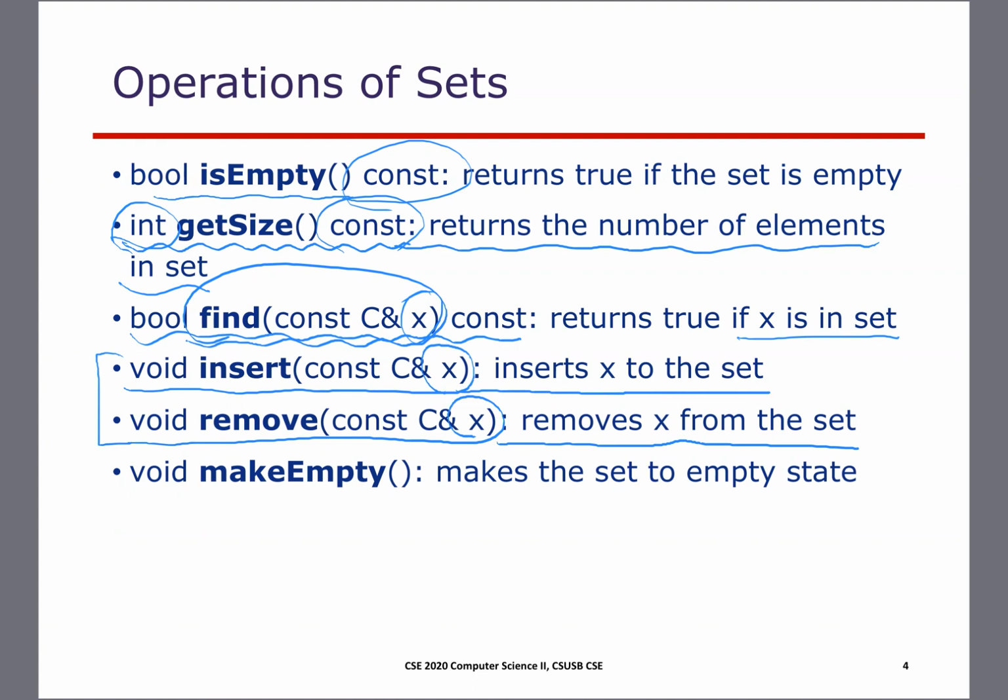And then the last one is make empty. This operation makes the set to empty state. That means this operation removes all elements in the set. We get an empty set. Okay, these three operations, find, insert, and remove, are very important. We will analyze the time complexity of these three operations.